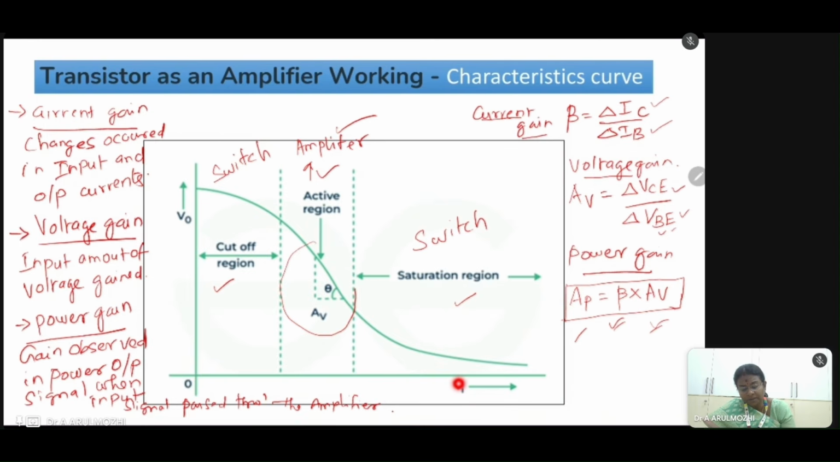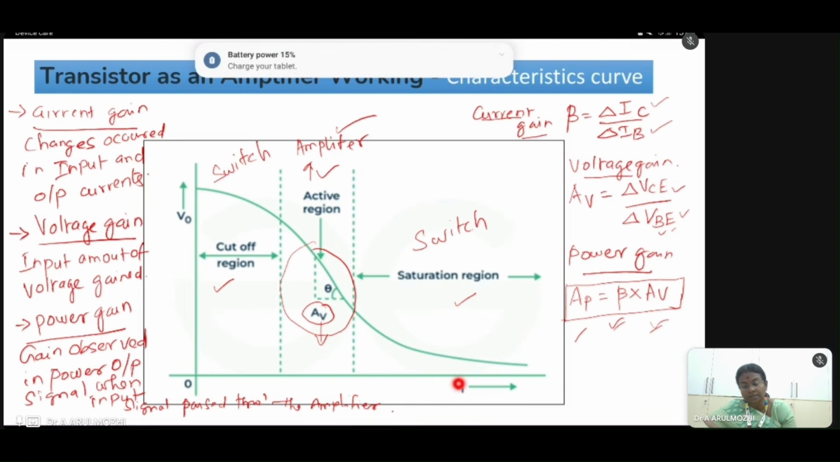Okay, and next we have to concentrate on the slope of the curve. In the slope of the curve, we are going to see the voltage gain. So what is voltage gain? AV represents the voltage gain. It is nothing but the ratio of VCE to VBE, that means output voltage to input voltage. So based on this active region, we can easily calculate how much the signal is being amplified. Okay, so this is regarding this characteristics curve.